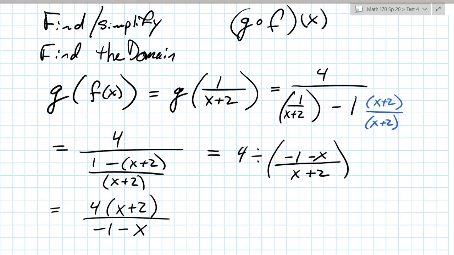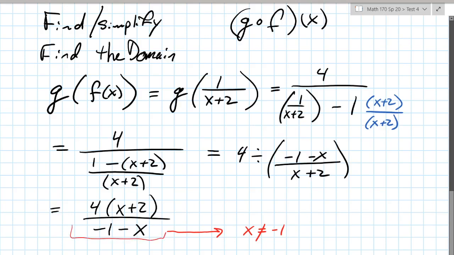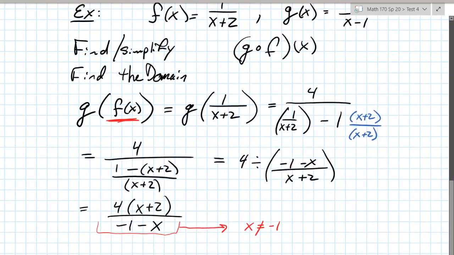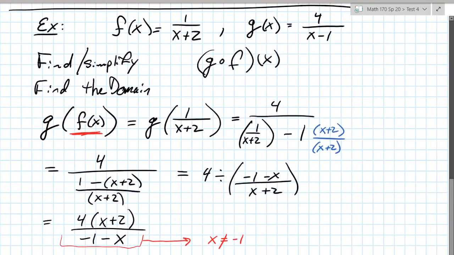The domain of a rational function is all real numbers except for the values of x that would make the denominator 0. So what would make the denominator 0? If x equals negative 1, the denominator would be 0. So we want x to not equal negative 1. Now in the previous problem we said the domain was anything that causes problems in our simplified function needs to be excluded. But then we also said that anything that causes problems with the inside function, in this case that is f of x, those have to be excluded as well.